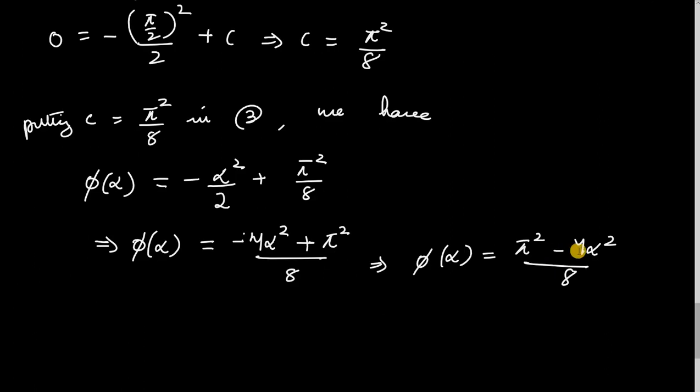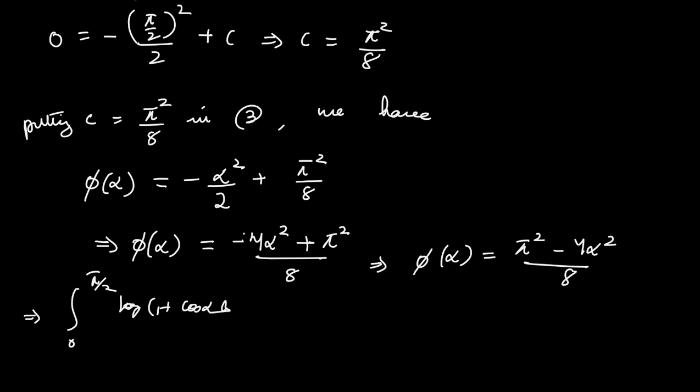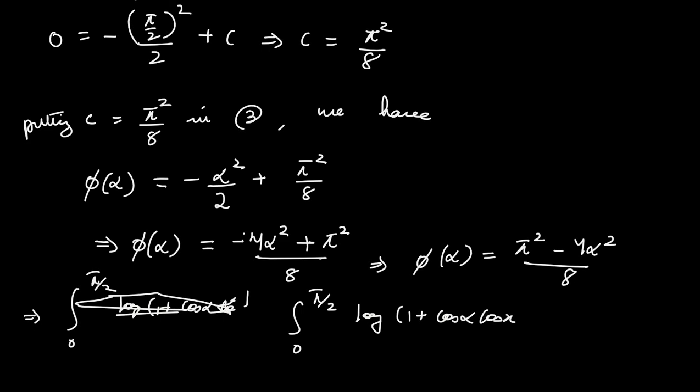So phi of alpha becomes pi square minus 4 alpha square by 8. But what is phi of alpha? In the beginning, I've taken it as integral 0 to pi by 2 log of 1 plus cos alpha cos x divided by cos x, which is equal to pi square minus 4 alpha square divided by 8. Hope it is clear now.